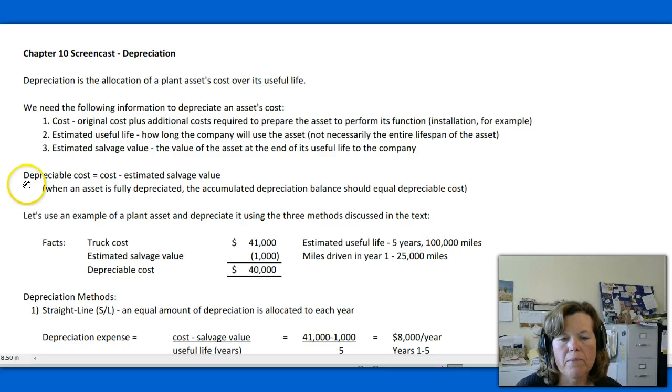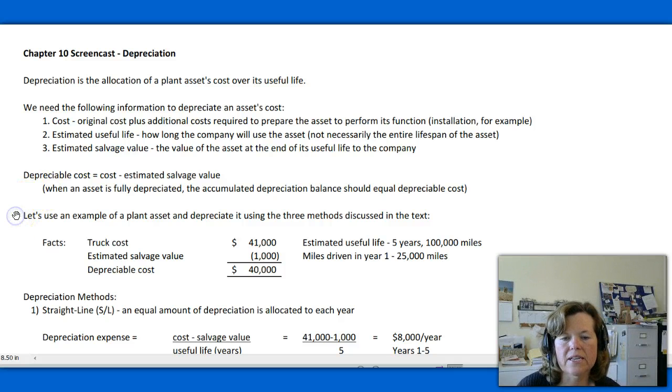An important amount or a number that we'll have to keep track of is the depreciable cost. And what that is, it's the cost minus the estimated salvage value. When an asset is fully depreciated, the accumulated depreciation balance should equal depreciable cost. That's all we should be depreciating on that asset, because the salvage value is what it's worth when we go to dispose of it and sell it to somebody else, and that should remain on the books.